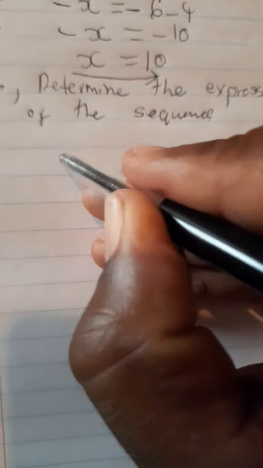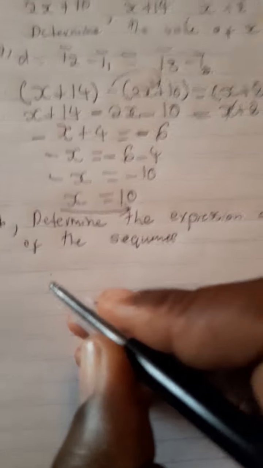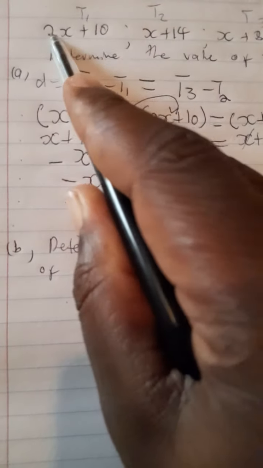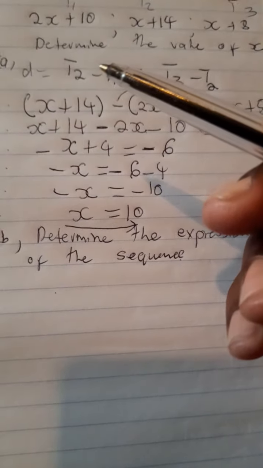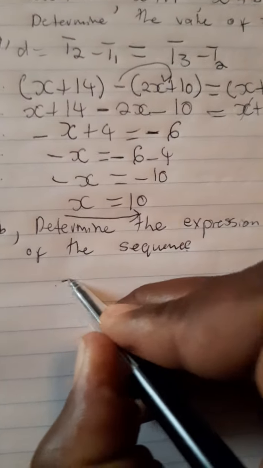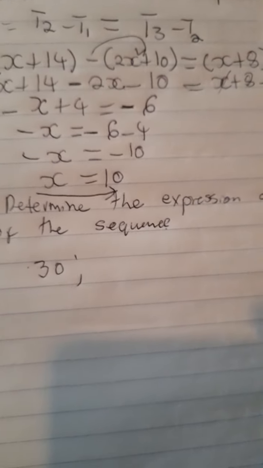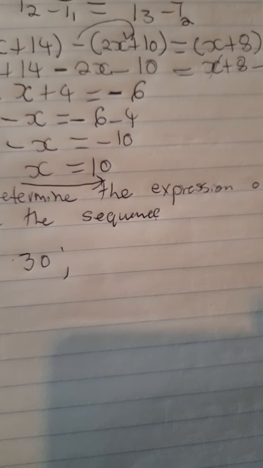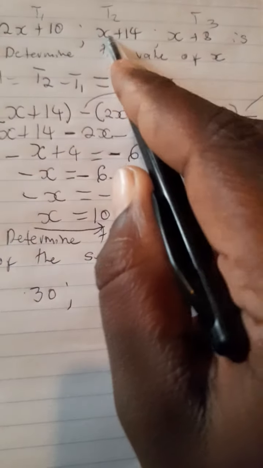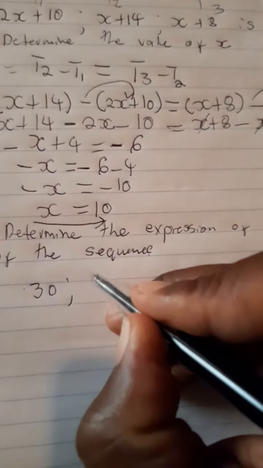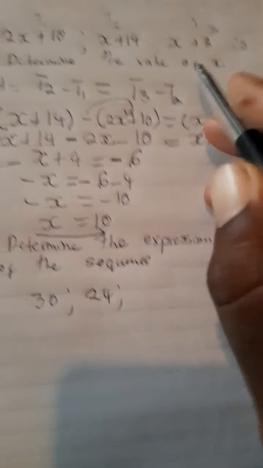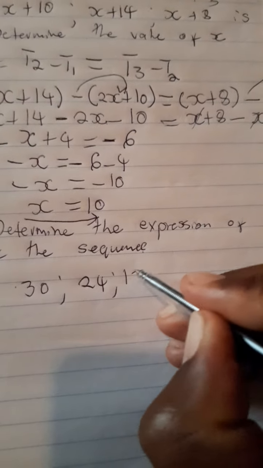Okay. So the last question says determine the general term of the sequence. To determine the general term of the sequence, we need to create a pattern there. Meaning when we place 10, 2 times 10 there will be 20, right? 20 plus 10 will be 30. Already we have 30 here. What about the other terms? 10 plus 14 will be 24. Then 10 plus 8 will be 18.